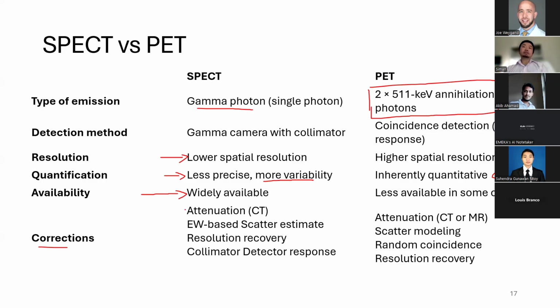Corrections: you can do a bunch of corrections. Both SPECT and PET, you can do attenuation corrections. In SPECT you always use CT, and in PET you use CT, or more recently you can use MR for atlas-based as well. And then you do scatter corrections. You can do random corrections for both, and then you do resolution recovery, spatial resolution recovery, and collimator detector response.